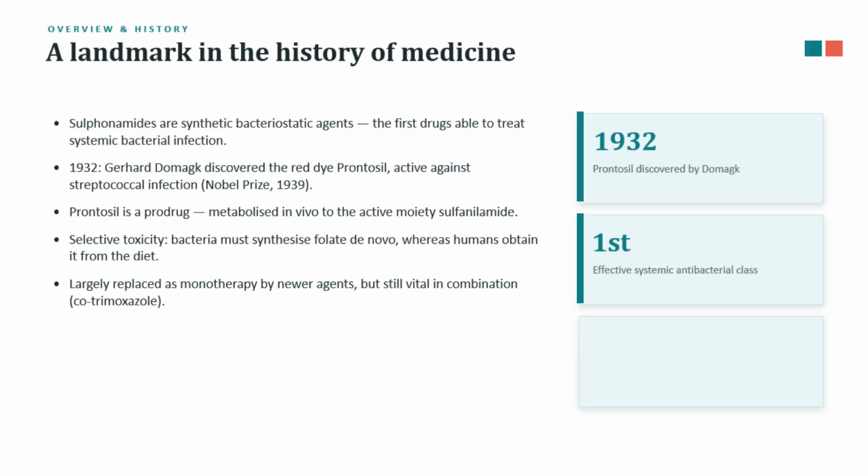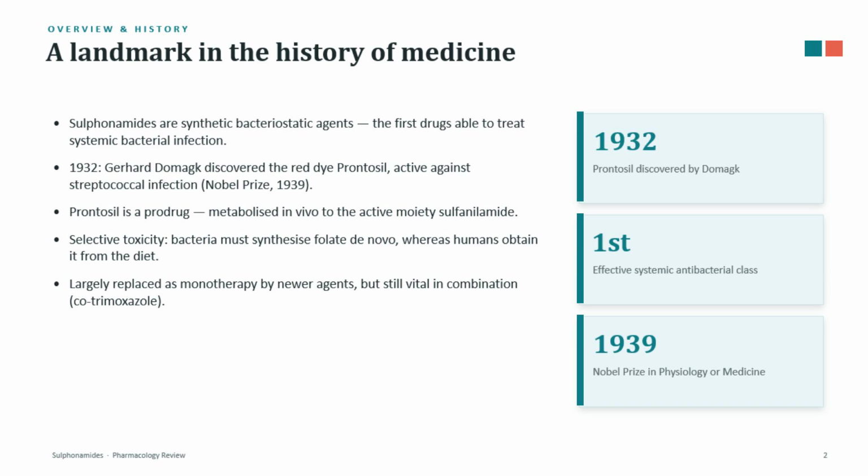Let me set the scene with a bit of history, because this is genuinely one of the great stories in medicine. Before the 1930s, a simple streptococcal infection could kill you. We had nothing to treat systemic bacterial disease. Then in 1932, Gerhard Domagk discovered that a red dye called Prontosil could cure streptococcal infections, and that work earned him the Nobel Prize in 1939.